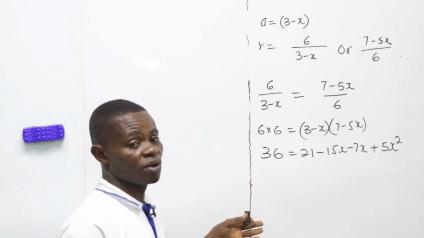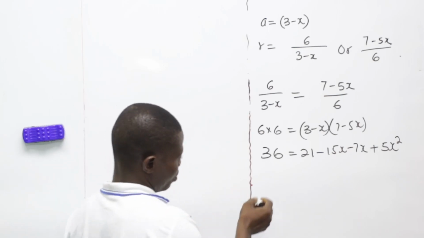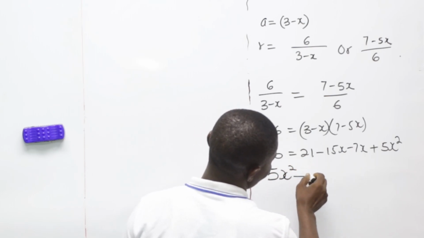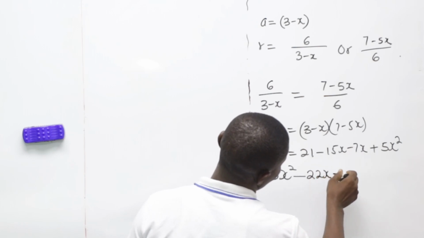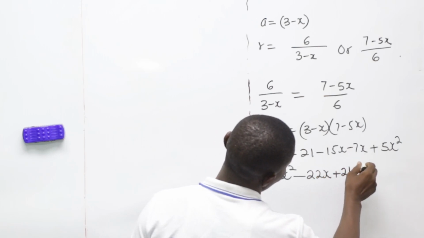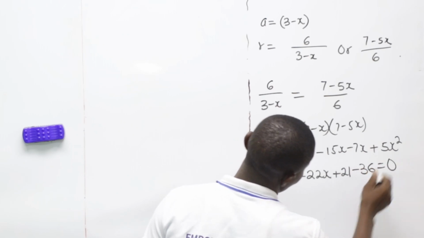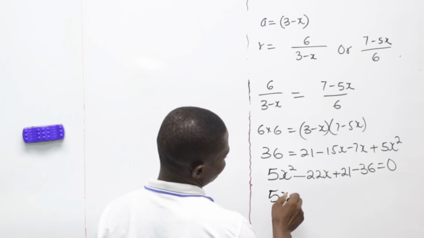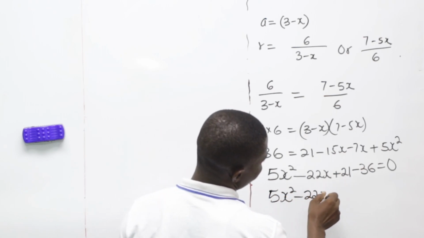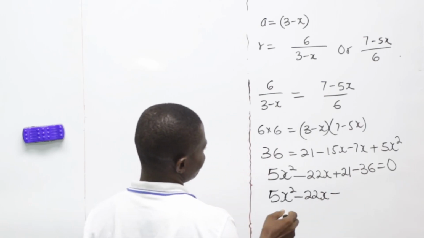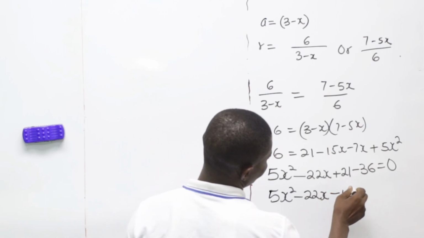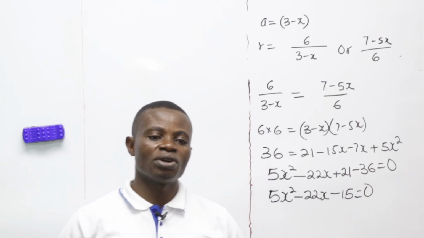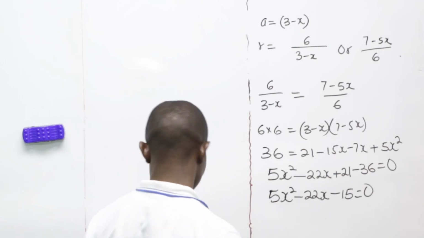Indirectly, I'm saying quadratic equation here, but then we are still on GP. So 5x squared minus 22x plus 21 minus 36 equals 0. You cannot call it quadratic equation. So 5x squared minus 22x minus 15 equals 0. Let us use the formula method to solve this question.